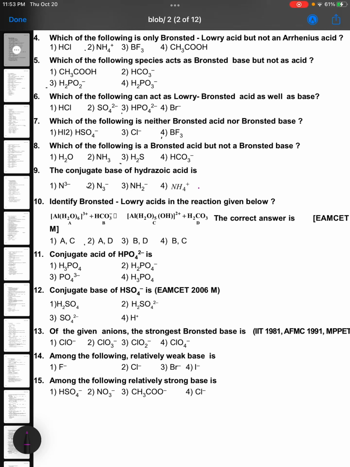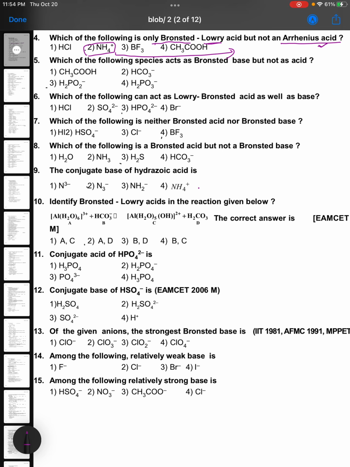Ionic equilibrium questions we are discussing. Which of the following is only Bronsted-Lowry acid but not Arrhenius acid? Bronsted-Lowry acid means it should be able to release protons. Arrhenius acid means it must contain protons. So here you see NH4+ is the best example. NH4+ can release protons.